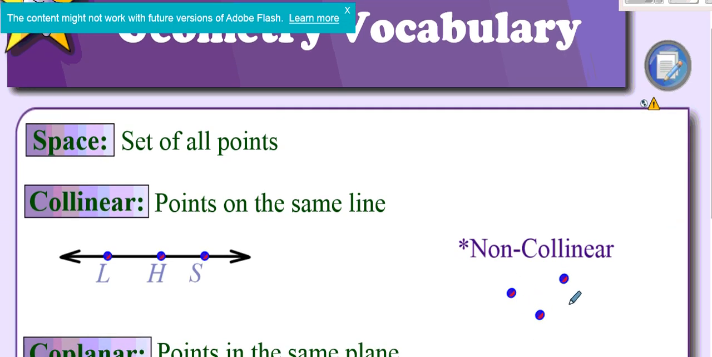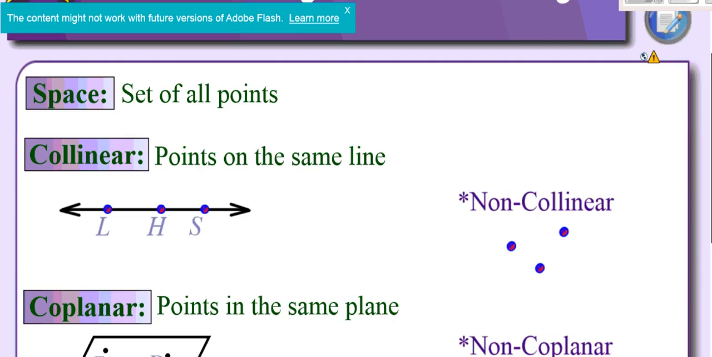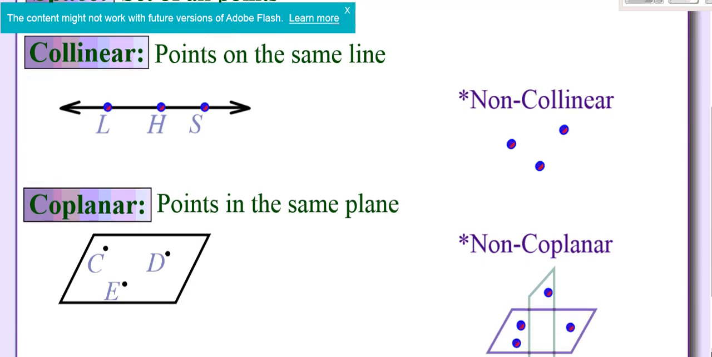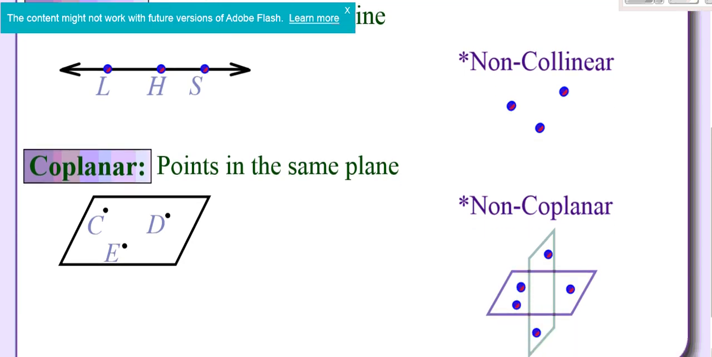And next to it, we have these 3 points. They actually form like a triangle if you connected them all. That's not collinear. It's not one line, it's a triangle. So co means together. Coplanar means together in the same plane. So here we've got 3 points that are all in the same plane.